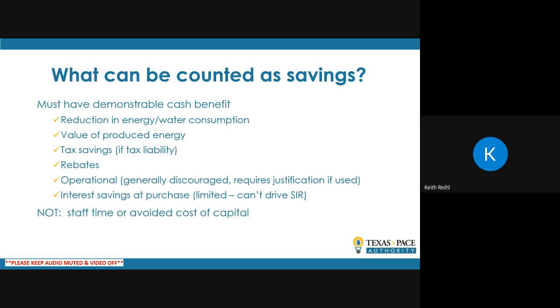The other thing that's not really allowed is staff time or avoided cost of capital. And when I say staff time, you can't say, well, I could fire a guy because now, maybe for a control system or something like that. Typically, that's not what we're talking about. We're talking about really what is the savings on the utilities in consumption, and what we talked about here, potentially operations and maintenance, tax savings, things like that.